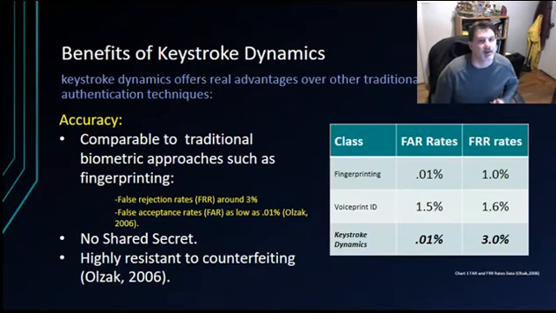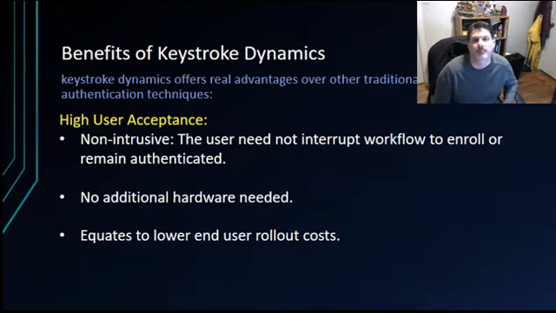Issues aside, Keystroke Dynamics does offer real advantages over traditional biometric authentication techniques. For starters, Keystroke Dynamics offers the hope of improved accuracy. Today's approaches using Keystroke Dynamics are showing accuracy rates equal to or better than other biometric options, including fingerprint scanning. Also, since Keystroke Dynamics only verifies the user's identity without the use of some sort of secret key or password, the use of Keystroke Dynamics is highly resistant to counterfeiting.